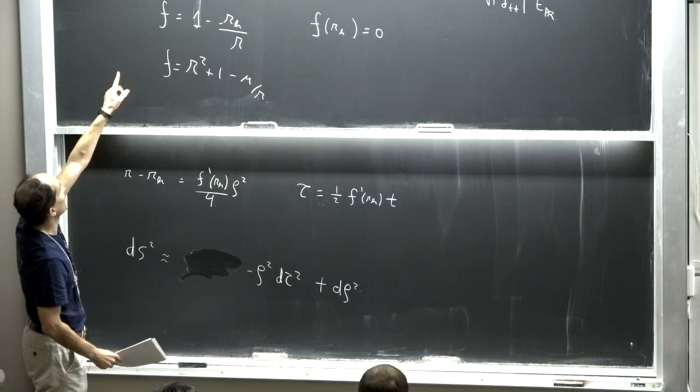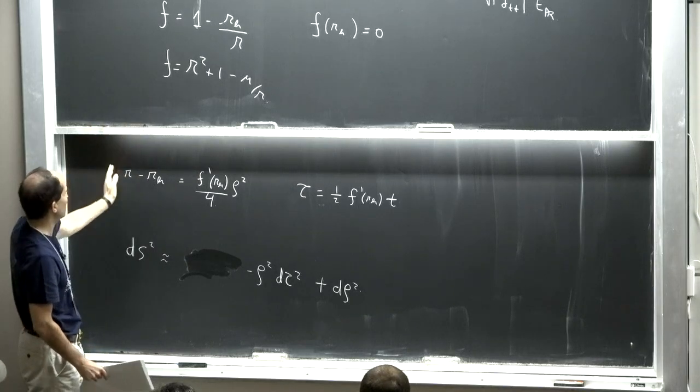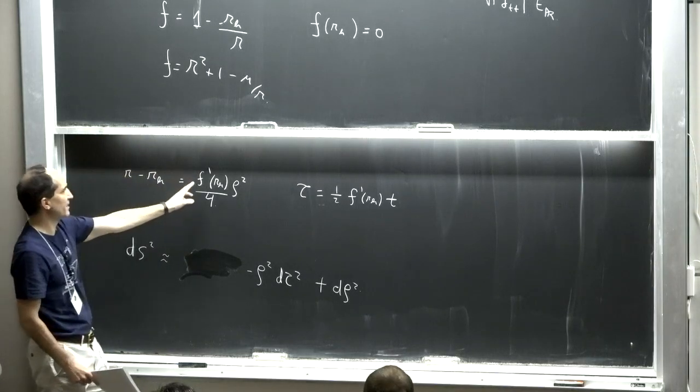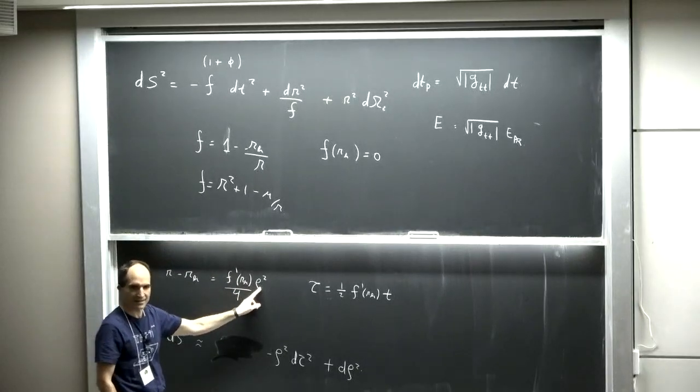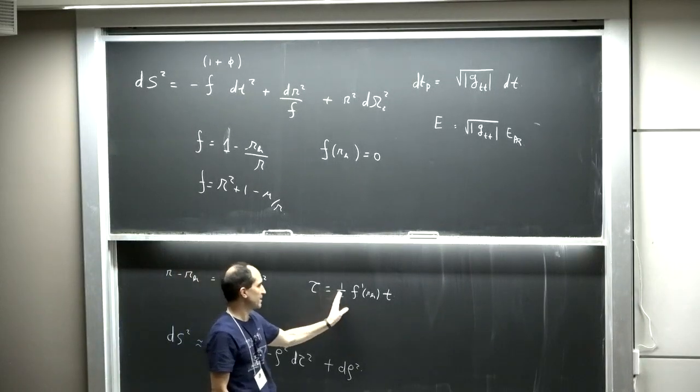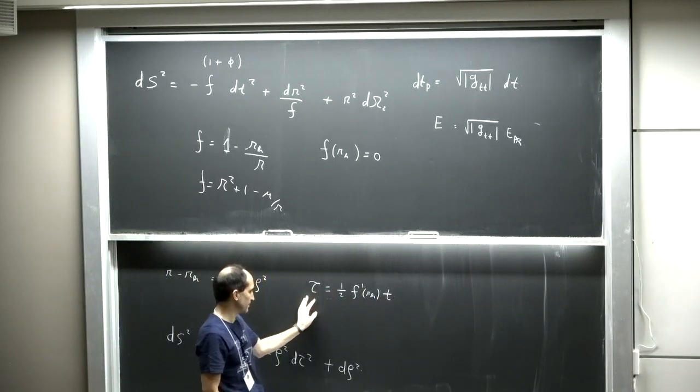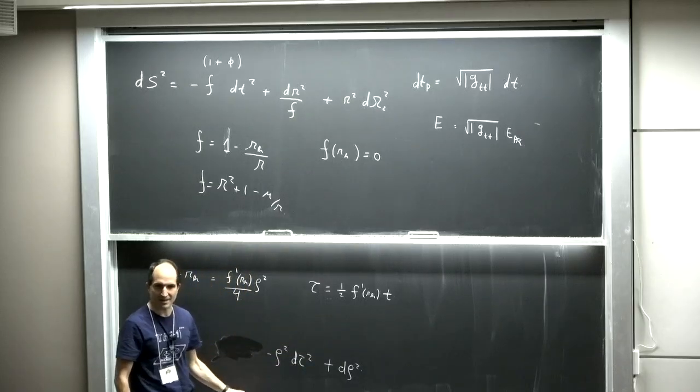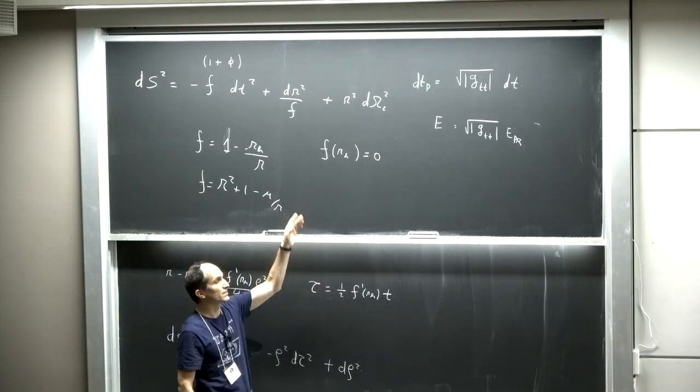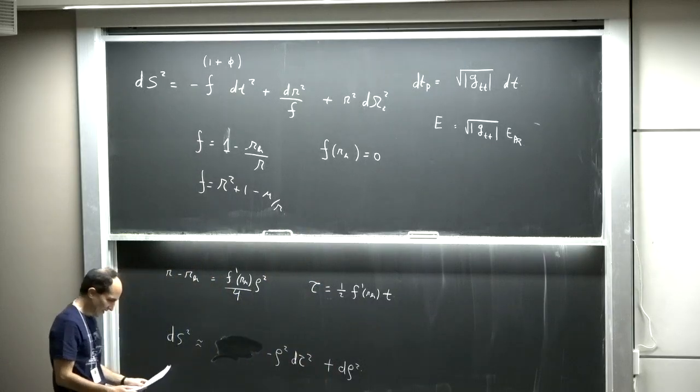So when we expand the function f, we get a factor of f prime times r minus rh. So that's f prime times rho. And this f prime squared over four is absorbed in the normalization of tau. And then we get this first term. And you can check that for the second term also, we get this d rho squared.